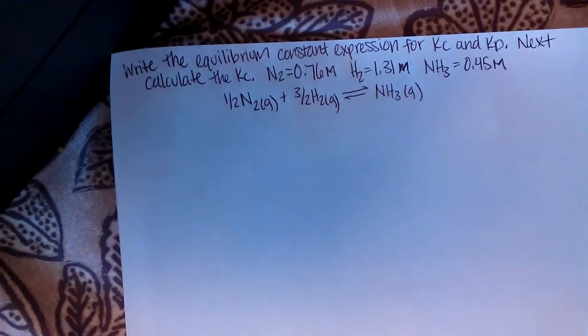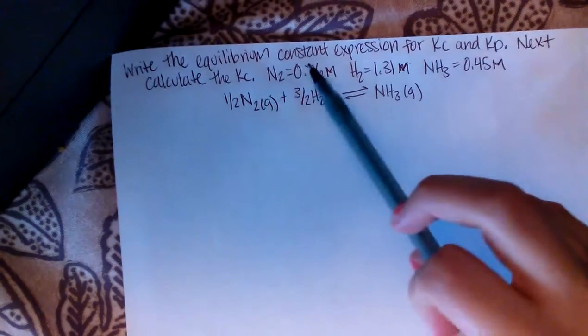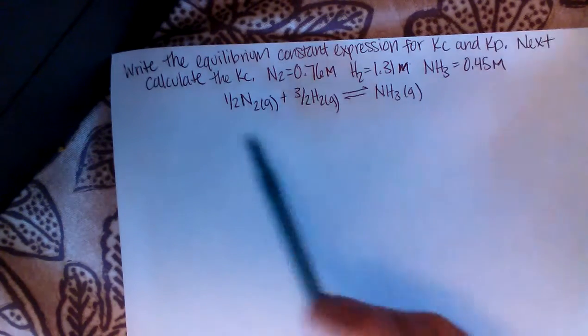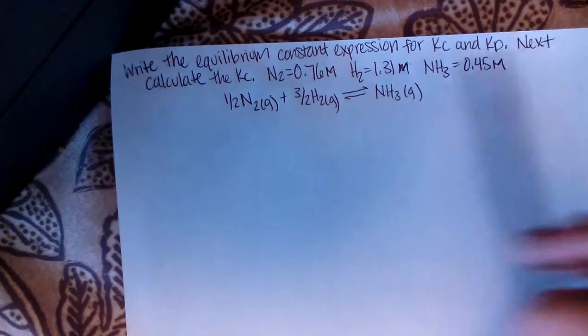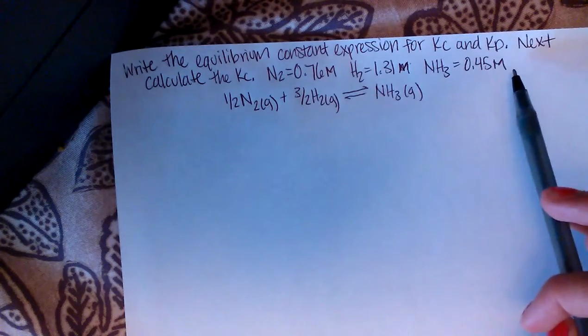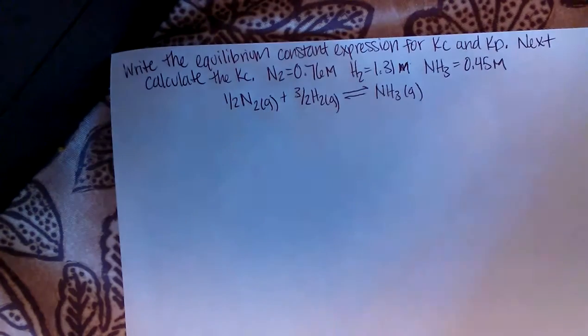This question is asking us to write the equilibrium constant expression for Kc and Kp for this formula right here. Next, calculate the Kc, and then they give us moles per liter values of the components of the equation. So let's begin by writing the equilibrium constant expression.